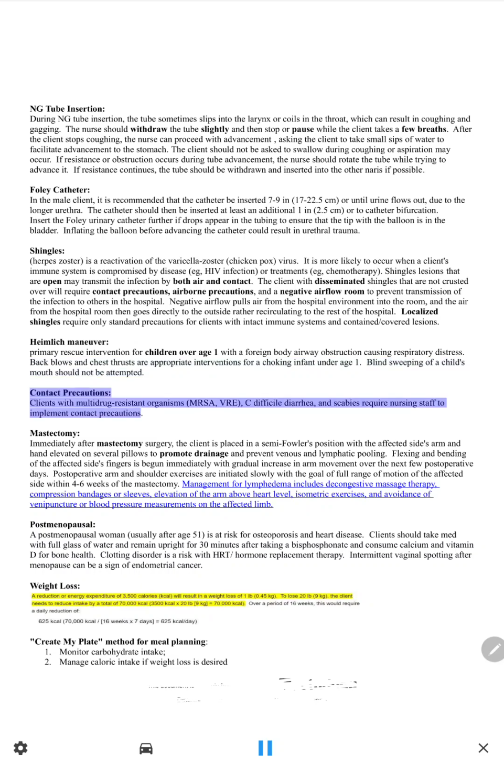Contact precautions. Clients with multidrug-resistant organisms, MRSA, VRE, C. difficile diarrhea, and scabies require nursing staff to implement contact precautions.